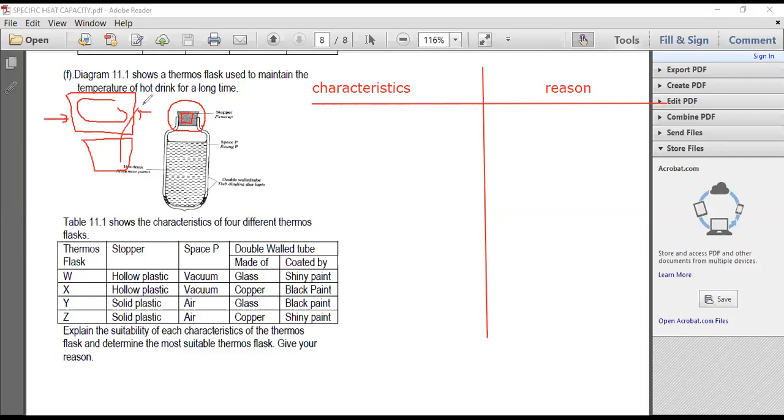Okay, so make it smaller. Then when you put it inside here, it will expand a bit, so you make it airtight. Okay, can make it airtight. Okay, so you can say, the stopper must be hollow plastic. Okay, hollow plastic.